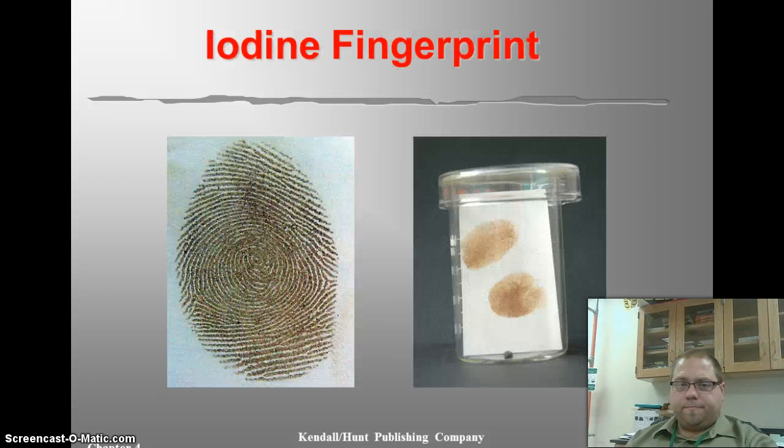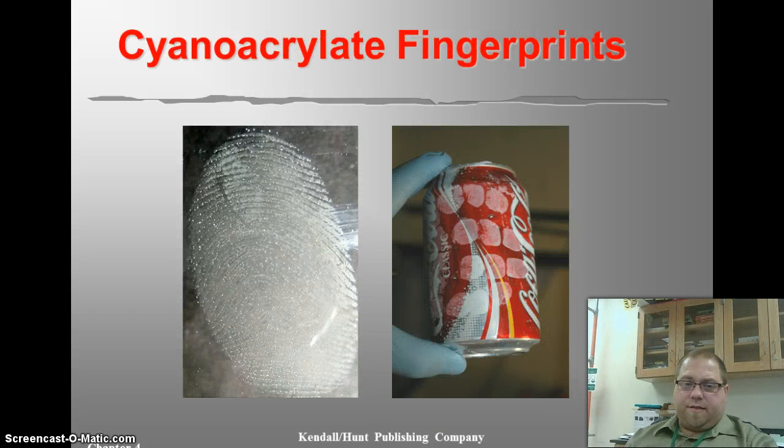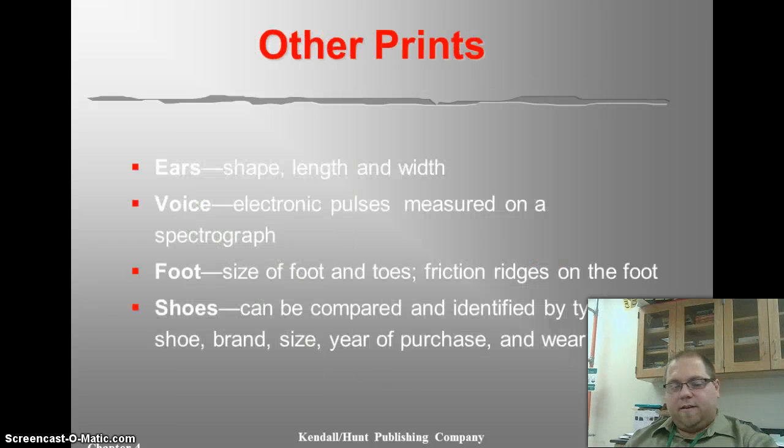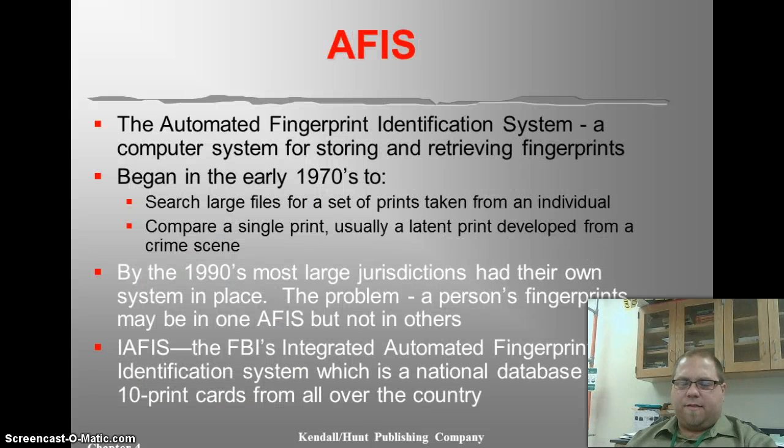Here's an example of an iodine print. Okay, it looks pretty close to what we saw there in class. Here's a ninhydrin fingerprint, and I actually have an example of some prints I'll show you all in class for those of you who did not get to see the demonstration. Here's an example of the cyanoacrylate, the superglue fuming, where it just shows a lot of details. You can then dust over those and then lift that print. Now, we're going to skip over the other prints right now, but it's neat stuff to know.